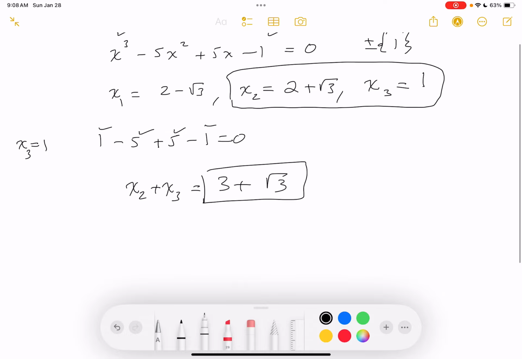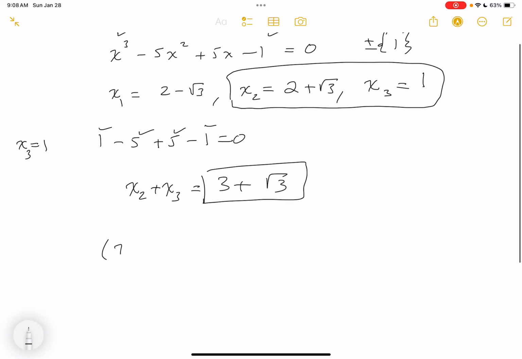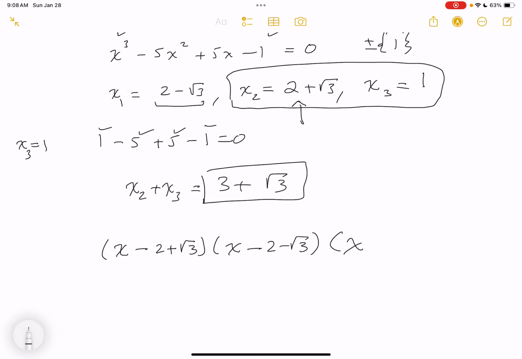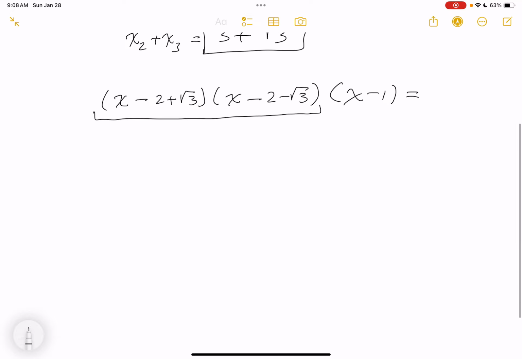But if you want to check this, you can. What do I mean by that? You could multiply this out if you want. X minus the first root, that's x minus 2 plus root 3. And then x minus the second root, that's x minus 2 minus root 3. And then you're going to get x minus the third root, x minus 1. And that should equal this thing over here. Let me just kind of quickly go through that. Let me multiply this one out first, by the way. What do you get over there?